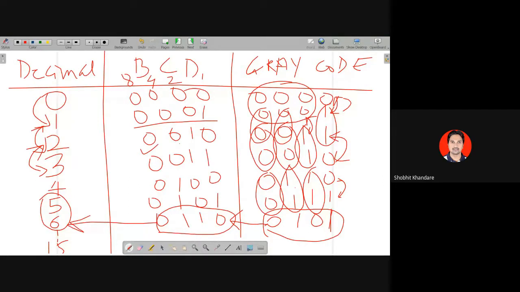So your Gray code doesn't have any weight. जैसे यहाँ पे BCD को weight है, वैसे Gray code को weight नहीं है. So it is a non-weighted code. Understood, everyone? Everyone has understood this? Yes or no? Yes, sir.